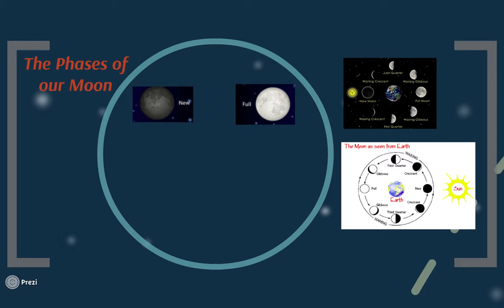Just as the new moon, but the moon is on the opposite side of the earth, the entire sunlit part of the moon is facing us now. That's why we can see it.